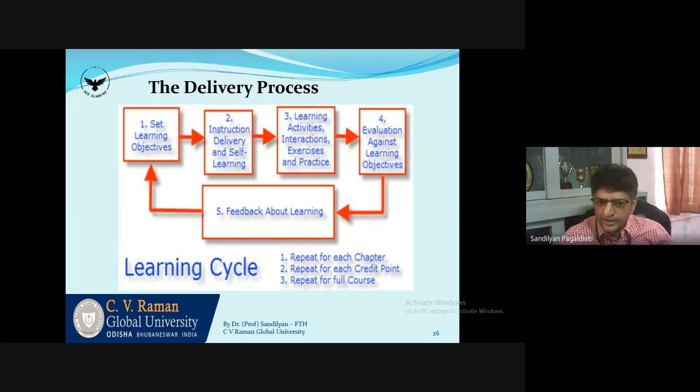So this is a learning cycle. Repeat it for each chapter or each credit point or whatever as per your system, and keep doing it at intervals so that you can also record the learning of your students.